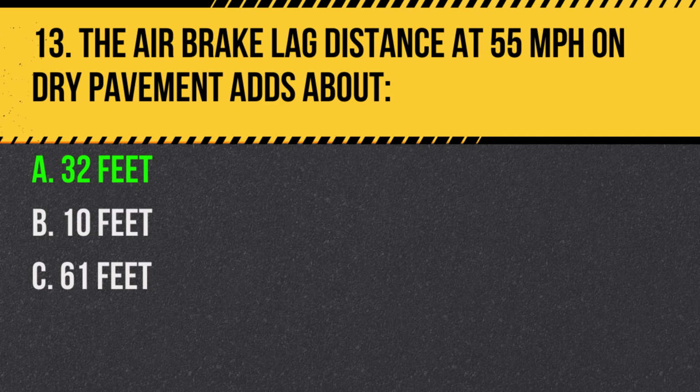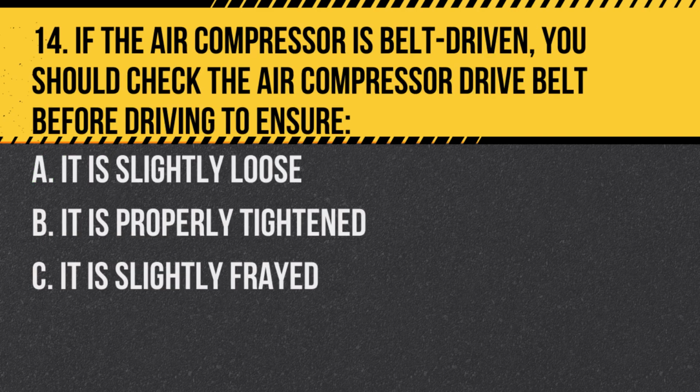Question 14. If the air compressor is belt-driven, you should check the air compressor drive belt before driving to ensure: A. It is slightly loose. B. It is properly tightened. C. It is slightly frayed. Answer: B. It is properly tightened. A loose belt can lead to compressor failure.